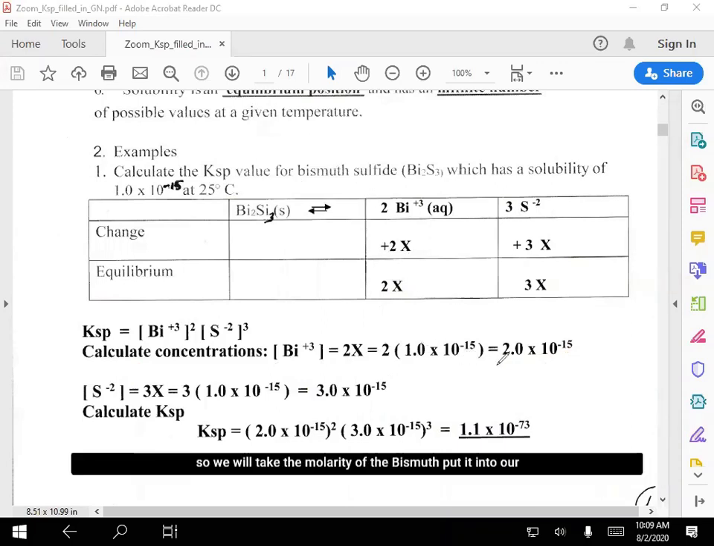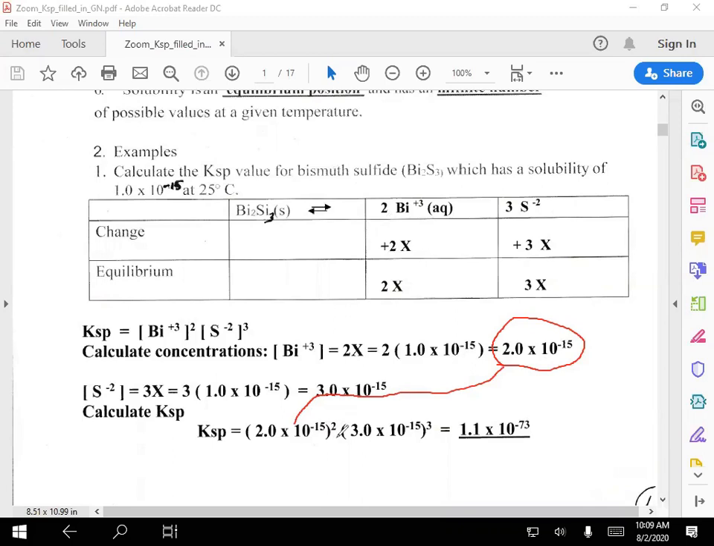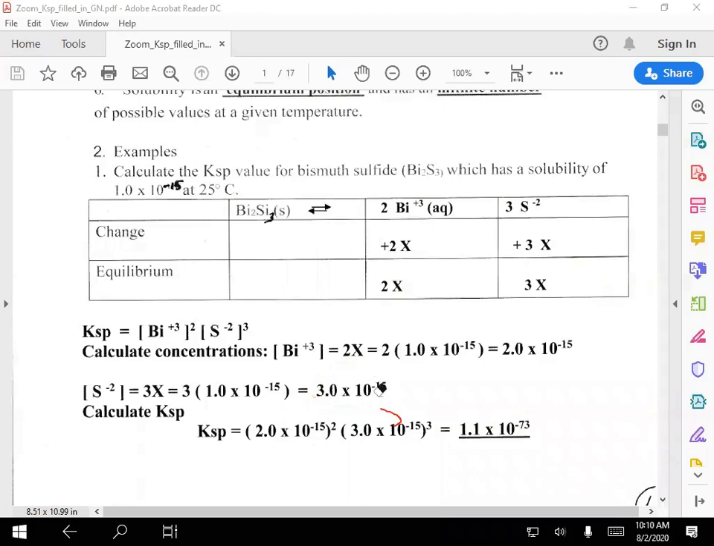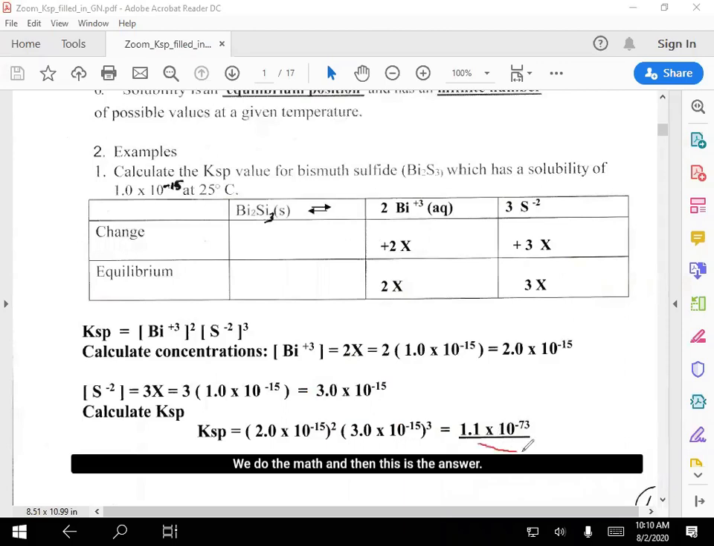So we will take the molarity of the bismuth, put it into our Ksp expression, and remember we have an exponent of 2. We will take our molarity of our sulfide and we will put it into our Ksp expression, and remember we have an exponent of 3. We do the math, and then this is the answer.